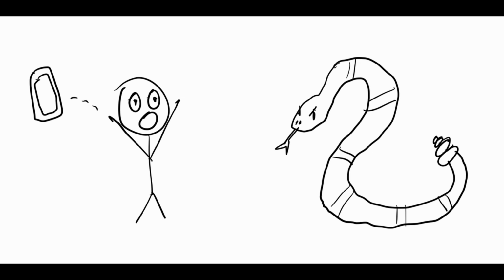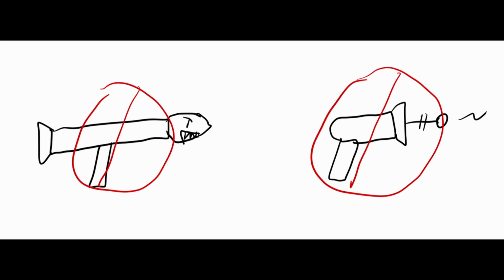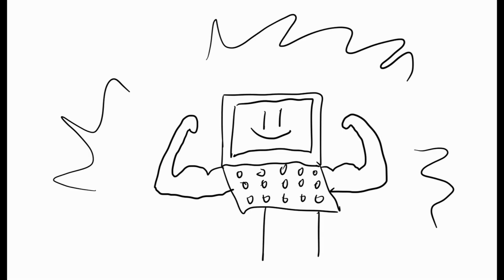Now, you forgot your snake repellent. It's not in your room right now. And you don't have an RPG or a laser cannon, right? So how do you save yourself here? It's simple. You use your computer, your almighty computer.